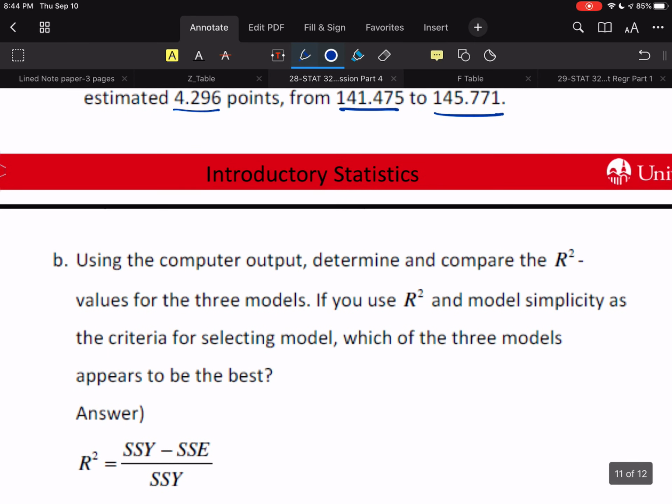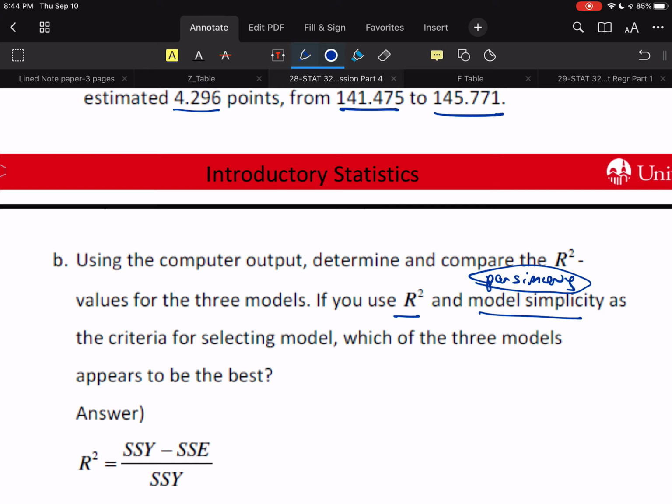Now, using the computer output, determine and compare the R-squared values for the 3 models. If you use R-squared and the model simplicity, this is also called parsimony. That's the more commonly used term, parsimony. Parsimonious means smaller or less complex. So we want fewer variables as our criteria. Which of the 3 models appears to be best?